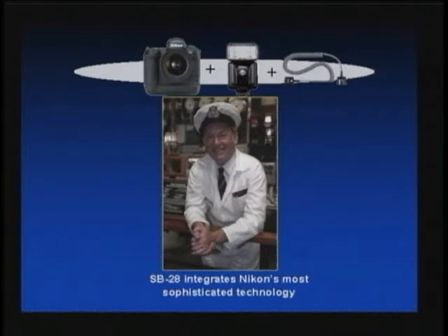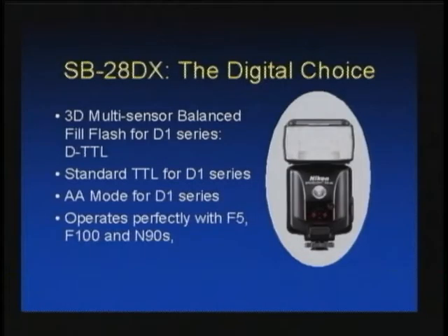The SB28DX provides all of the functionality of the SB28, except that the electronics and the algorithms have been changed to work with your digital SLR cameras. Now, you've got to understand that your digital SLR does not have a film plane, so there's no exposure to be recorded off the film plane. So the algorithms of this Speedlight have been changed. The monitor pre-flash has been changed to play a more versatile role in flash exposure, and that's how the amazing accuracy is achieved with an SB28DX and a D1X or a D1H series camera.